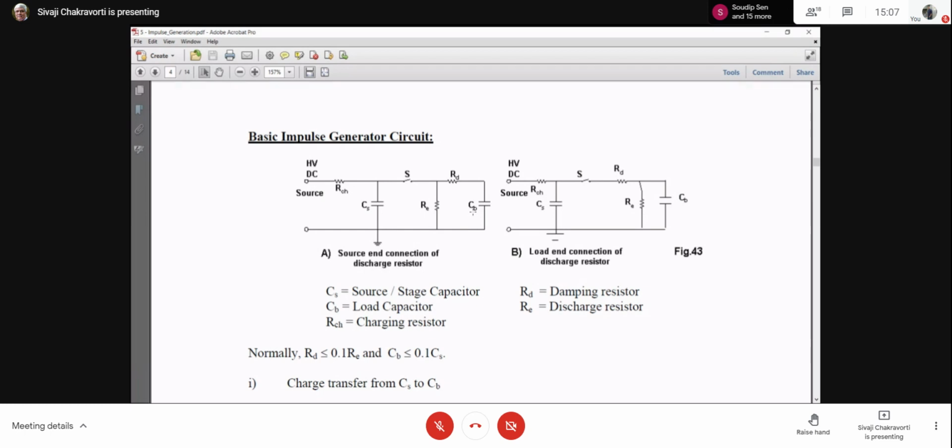Somebody is making a lot of noise. See, some student is making very much noise through their mic. So, who is it? Is either TV or something working, or what? Showdeep Sen, you mute yourself.